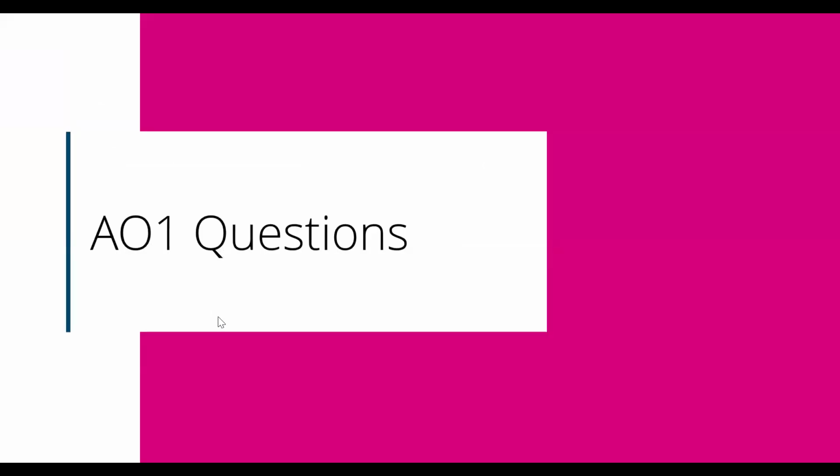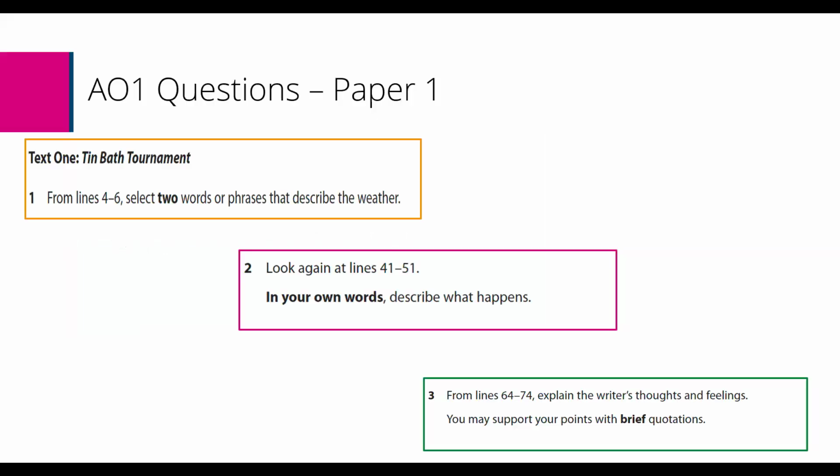Okay, so now we're going to think about the questions. As I said, there's going to be much more about assessment in module 2 of this. But we're going to talk a little bit about the AO1 questions. There are 3 of them. In the June 2024 series, it was Ben Fogle and the Tin Bath tournament. You will have seen that in the question paper that you've downloaded for today.